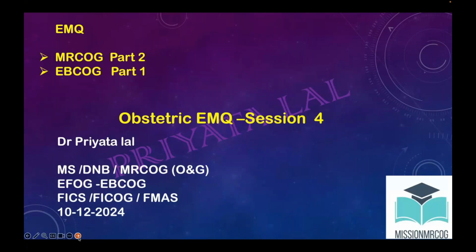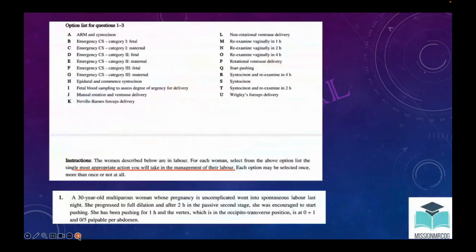Okay, so welcome to the Obstetric EMQ session 4. Let's start with question number 1. Here you have to choose the most appropriate action for the management of labor. A 30-year-old multipara whose pregnancy has been uncomplicated is in spontaneous labor. She is after 2 hours in the passive stage. She is encouraged to push. After 1 more hour of pushing, for the vertex in occipito-posterior position, the station is +1. Head is 0 by fifth palpable. So what should be the next most appropriate action?